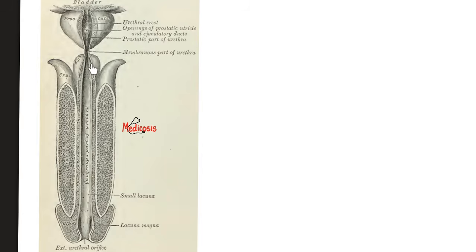After this is the penile portion of the urethra. Don't forget that the male urethra occupies the corpus spongiosus of the male organ. The corpus spongiosus of the male organ is continuous with the bulb of the penis. Do you remember the bulbospongiosus muscle, the BS muscle? Whereas the corpora cavernosa of the male organ are continuous with the crura of the male organ.